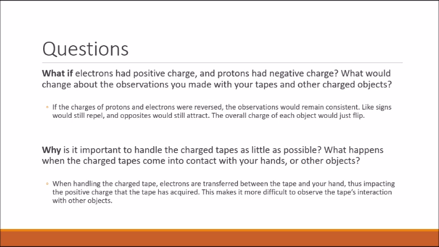If the charges of electrons and protons had switched, our observations would remain the same. Like signs would still repel one another and opposite signs would still attract. However, the overall charge of the tape would, in this case, be negative. It is important to minimize handling the tape because when the tape touches your hand, electrons will be transferred and thus the strength of the positive charge of the tape will be reduced.